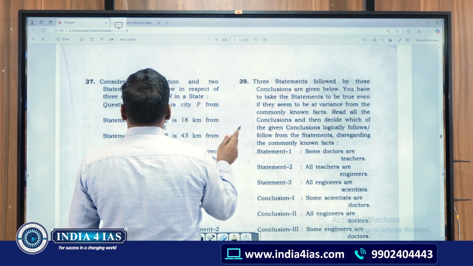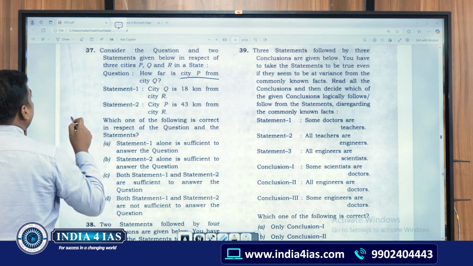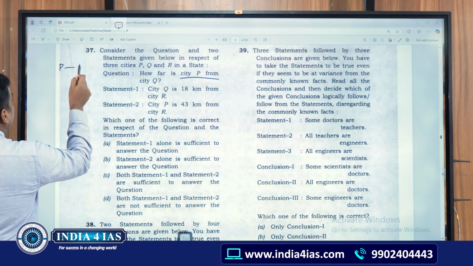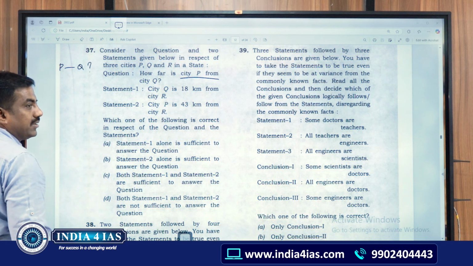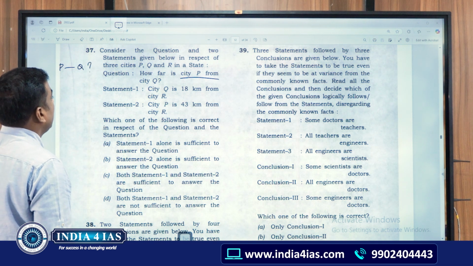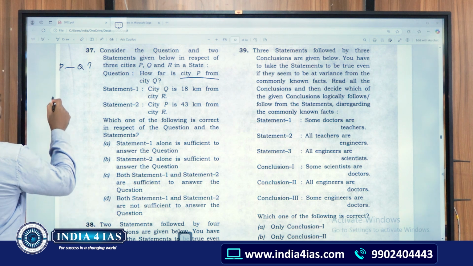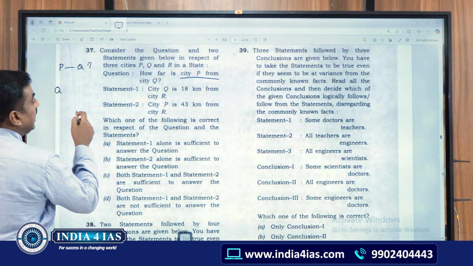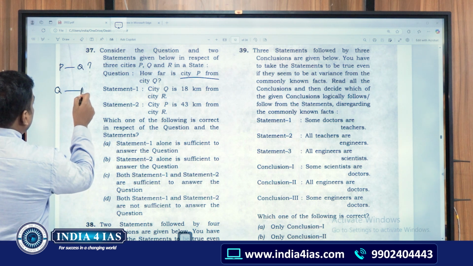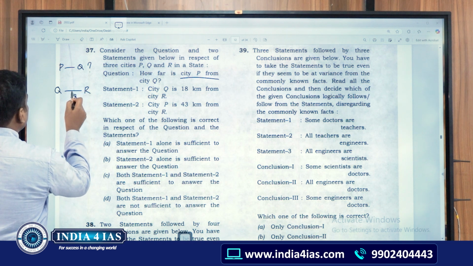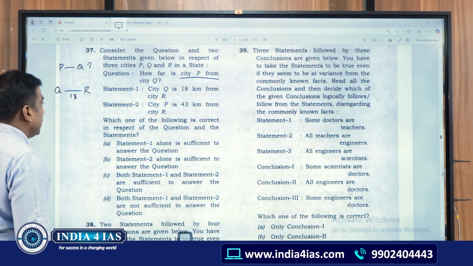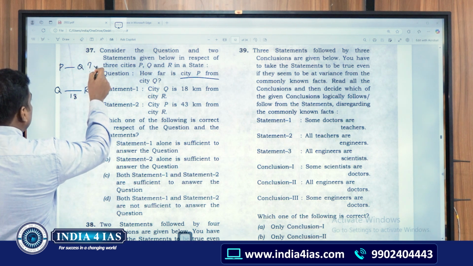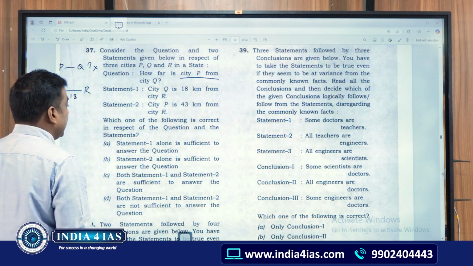Next question. How far is P from Q? What is the distance between P and Q? This is what they are asking. Then statement 1. City Q is 18 kilometers from R. This is what we know. But with this, can I answer this question? No. So statement 1 alone is not possible.